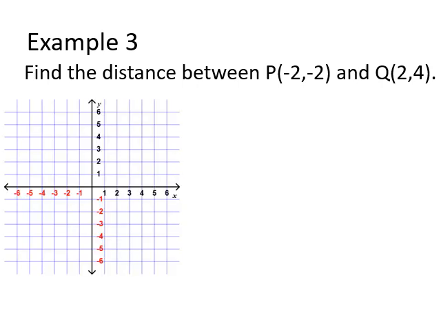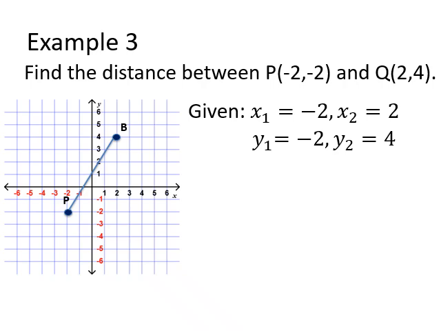We get the points first. So, we have P at negative 2, negative 2, and then Q at 2, 4. And then we connect. So, given x sub 1 is negative 2, x sub 2 is 2, y sub 1 is negative 2, and y sub 2 is 4.